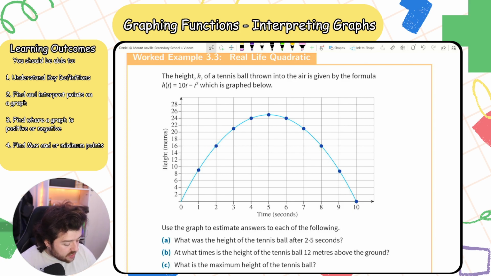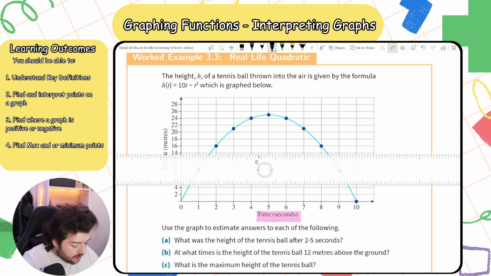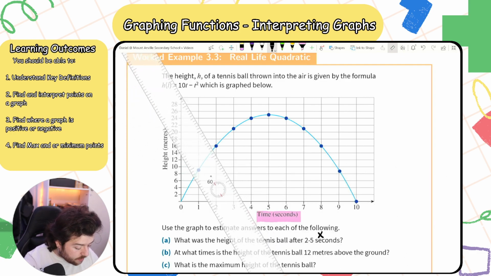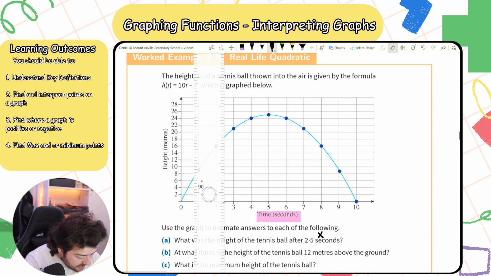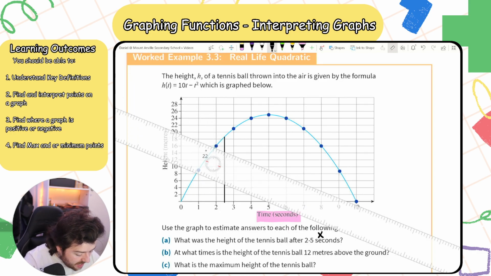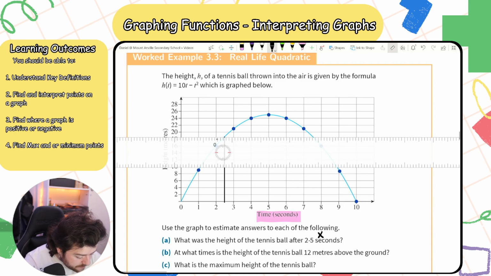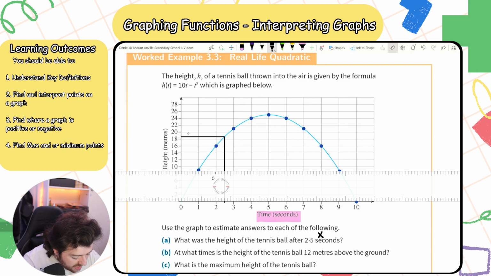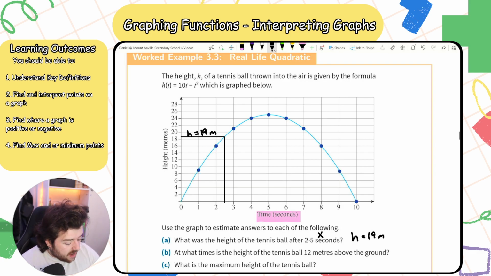So 2.5 seconds. I am looking at my x-axis because my time is my input. I'm given my x value here, so I go to 2.5 on my x-axis. I go up, ding, it hits there. I go across, boom. So my height is roughly equal to 19 meters. I'm given my x value, so I draw a vertical line.